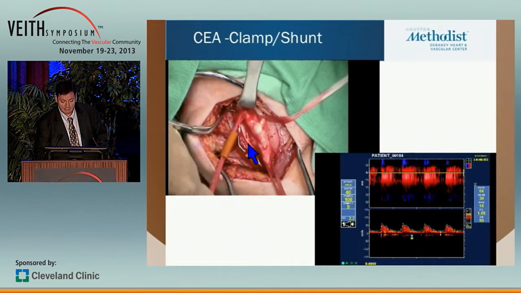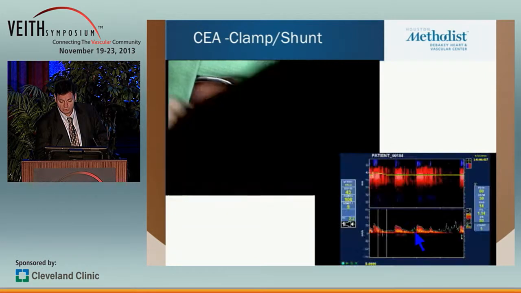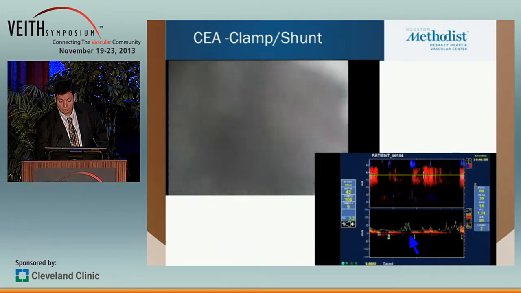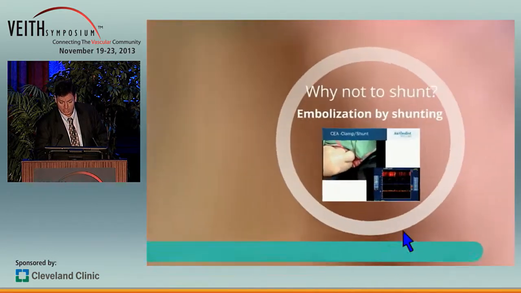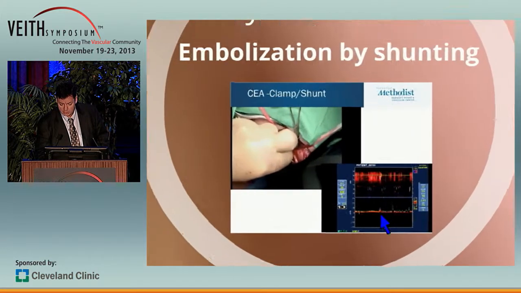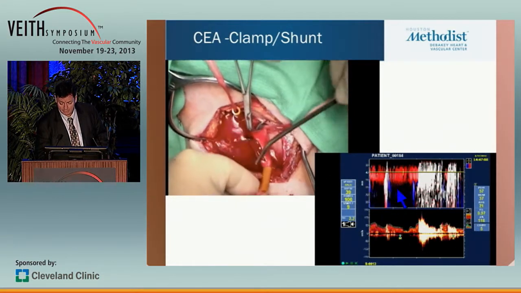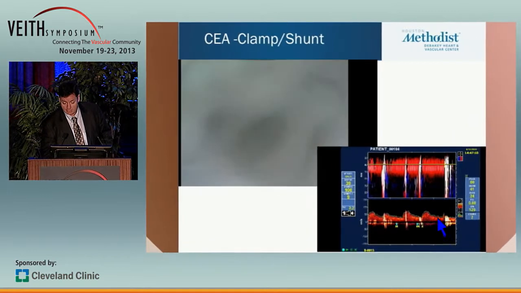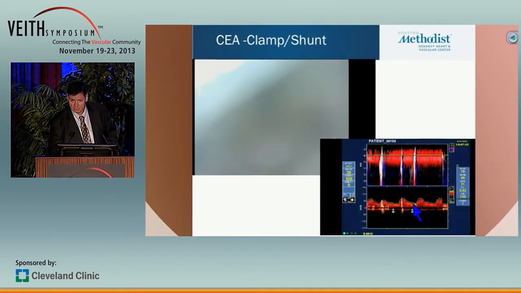We have a clamp placement. In real time, I'm going to show you what happens to the middle cerebral artery flow. It just disappears. It tells you there are no collaterals whatsoever. The second reason why we like to do selective shunting is that when you do the shunt placement, you have a shower of embolization. And this is the time you establish a little bit of flow, but you never get back to 100%.